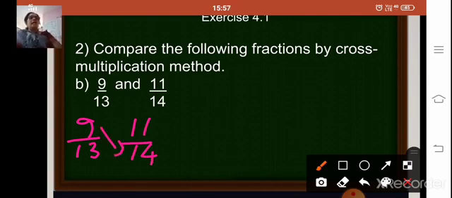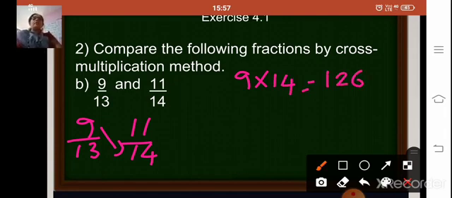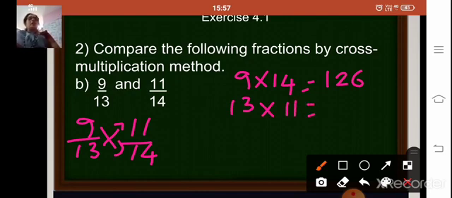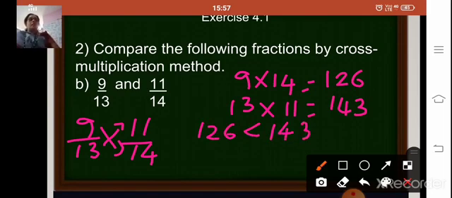Now when you multiply 9 into 14, 9 multiplied by 14 will give you 126. At the same time, when you multiply 13 into 11, you will get the answer as 143. Now here 126 is less than 143. So you can say that 9 upon 13 is less than 11 upon 14.